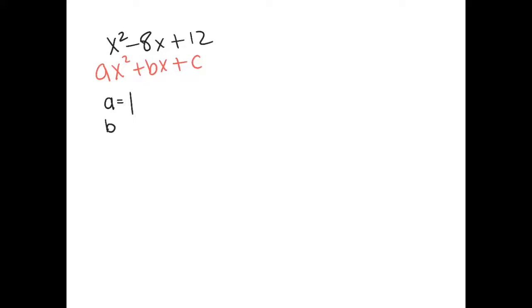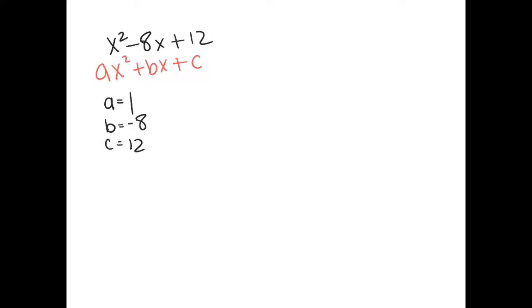Now, we'll take an example, which is going to be x squared minus 8x plus 12. Now let's just write out our quadratic equation. So ax squared plus bx plus c. So let's now identify our A, B, and C values. Our A is equal to 1. Our B value is actually equal to -8. And our C value is equal to 12.